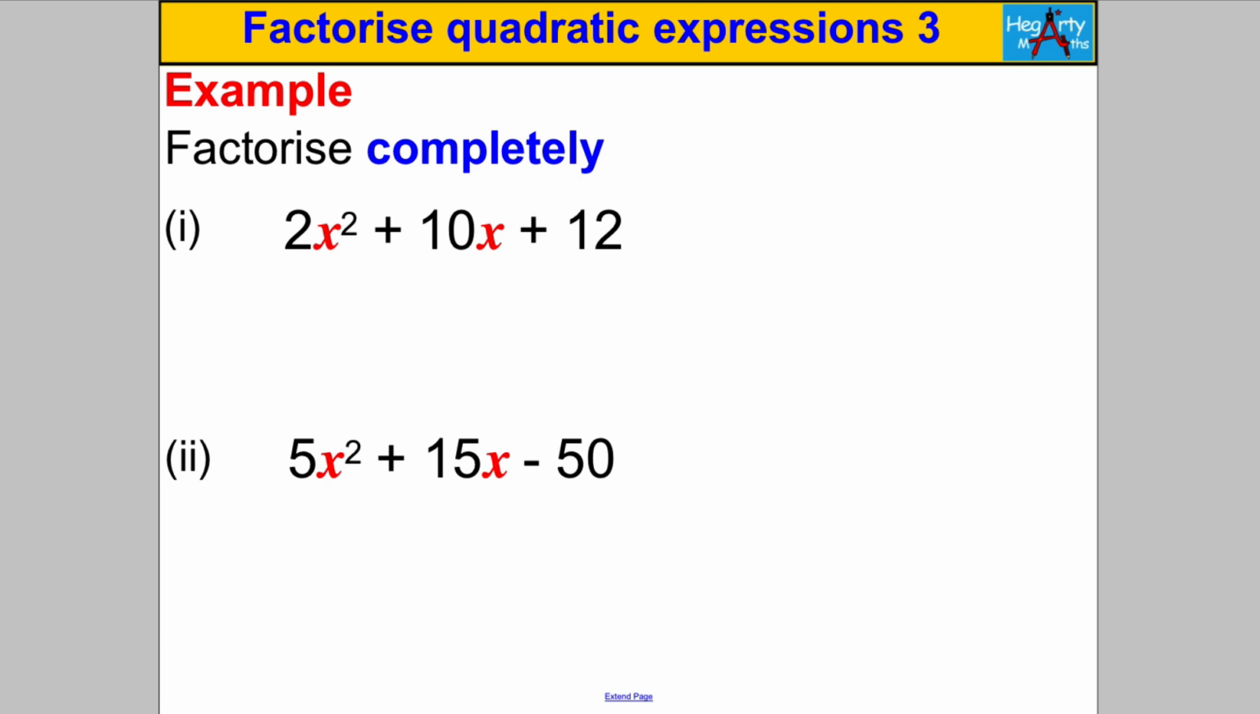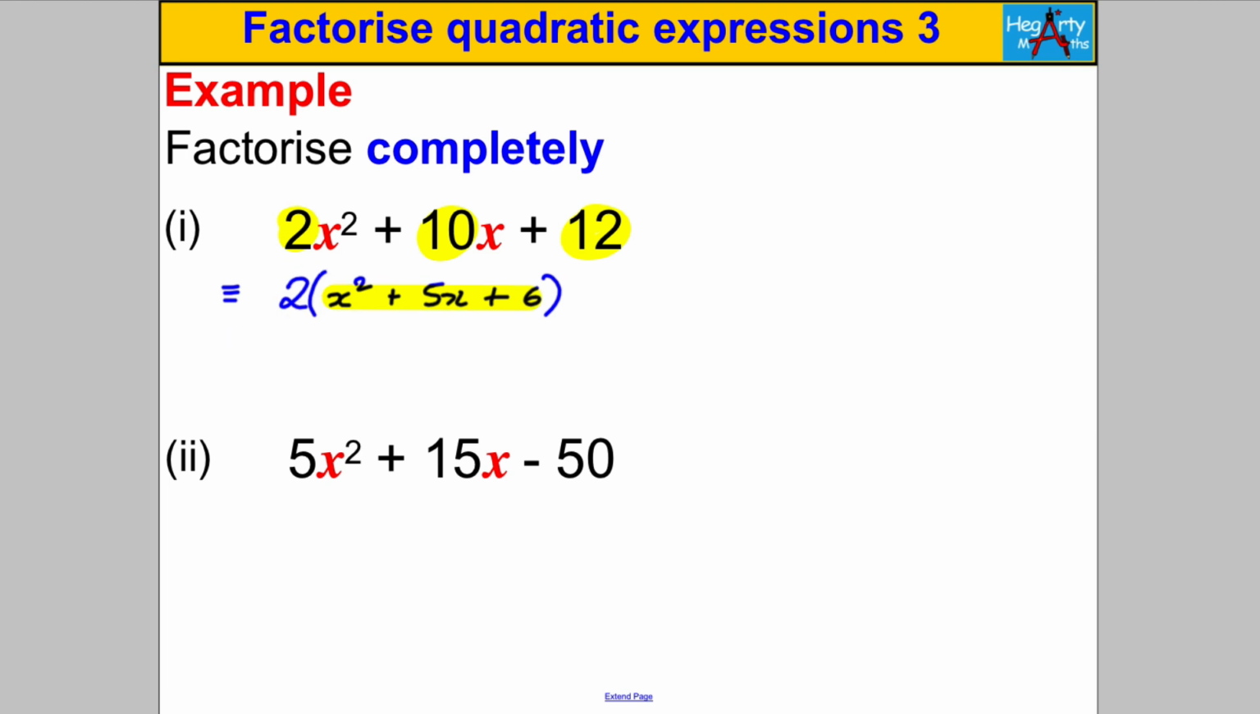Now, before I launch into these, I always check the coefficients, the 2, the 10 here, and the 12, and say, is there a common factor in 2, 10, and 12? Yes, there is. The highest common factor of them is 2. So I could factorise out the 2 first before I do anything else. What would be in my bracket? 2 times what gives me 2x squared? Well, x squared. 2 times what gives me positive 10x? Well, positive 5x. 2 times what gives me positive 12? Well, positive 6.